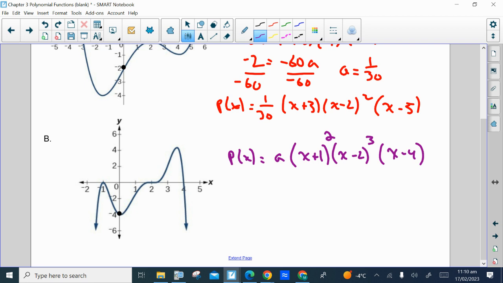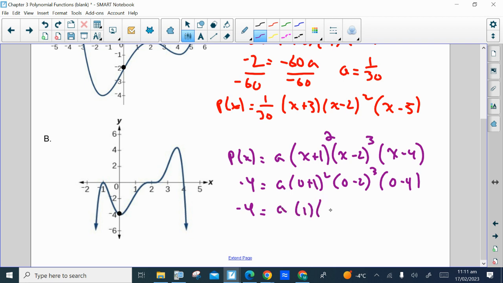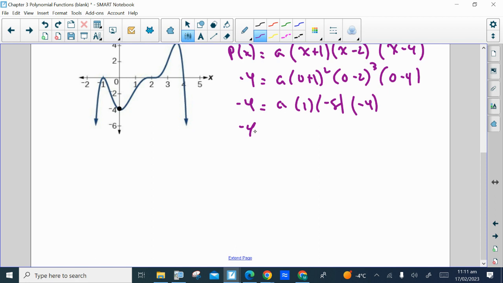And again, to find a, we need to use another point. The y-intercept is given. It's not always the y-intercept. Sometimes it'll be a different point. But the y-intercept is at 0, -4, which means y is -4 when x is 0. Zero plus 1 is 1, squared is 1. 0 take away 2 is -2, cubed is -8. And 0 take away 4 is -4. So -4 will equal a times positive 32.